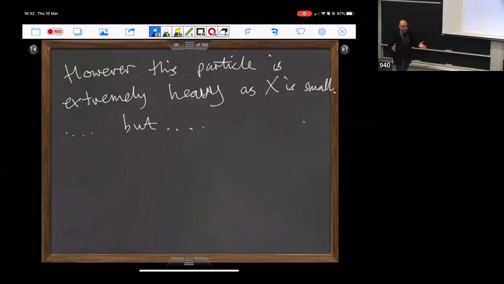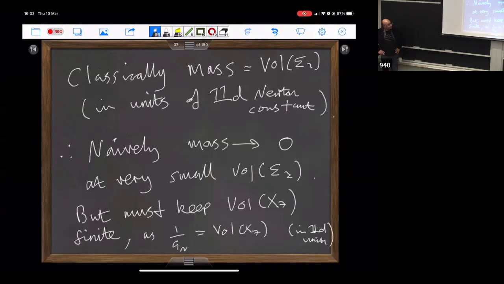However, this X7 is very small. Naively, the 11-dimensional theory has its own Newton's constant and an associated Planck scale, which we typically think of as being pretty close to the ordinary 4-dimensional Planck scale. You'd think that this particle is very heavy, but classically, the mass of this particle is proportional to the volume of the surface that it's wrapping. Naively, then, if the volume of this surface goes towards 0, the mass goes towards 0. And compared to the Planck scale, the electron mass is basically 0. It starts off life as being 0 before the Higgs mechanism anyway.